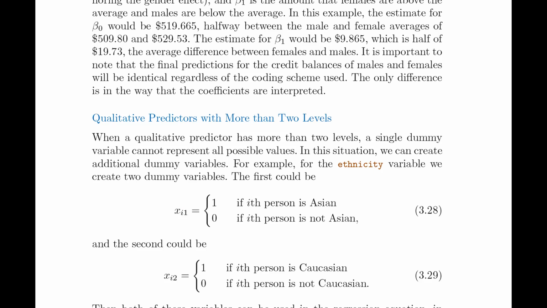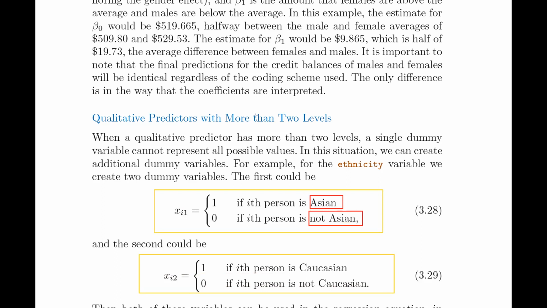So what you're going to do is have 2 variables. There's going to be one asking Asian, not Asian. And the other one asking Caucasian, not Caucasian. Now why are 2 enough? It's actually quite easy. Number one, you can never have both of them equal to 1, because we're assuming that you can only be either Asian. You can't be both Asian and Caucasian. So they can never both be 1. If this is a 1, then this has to be a 0.